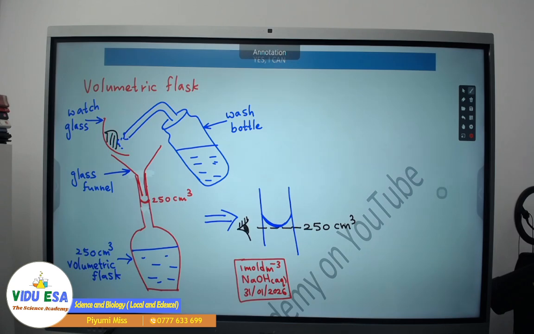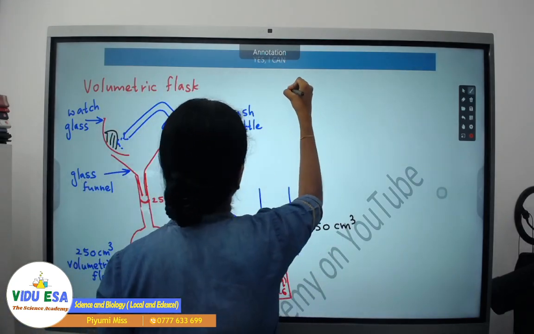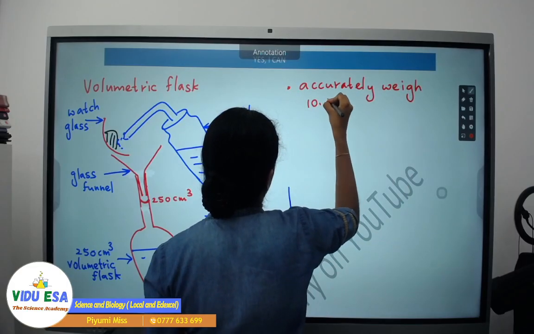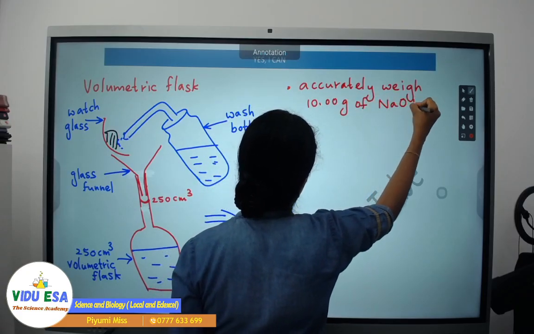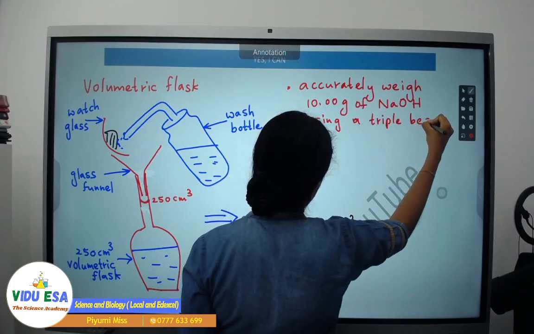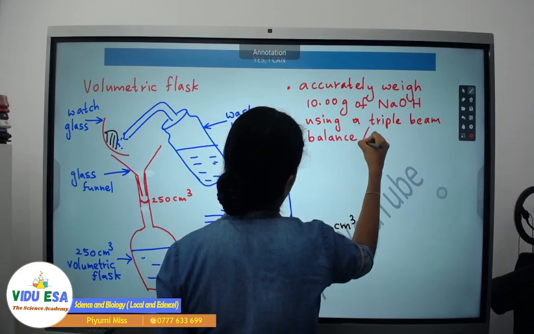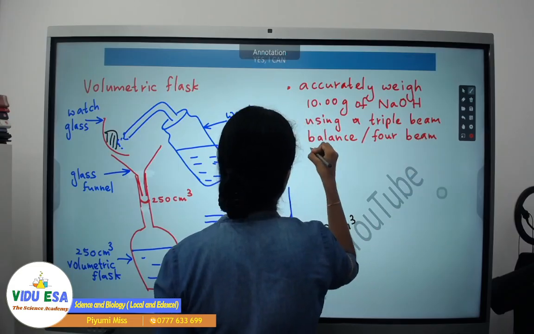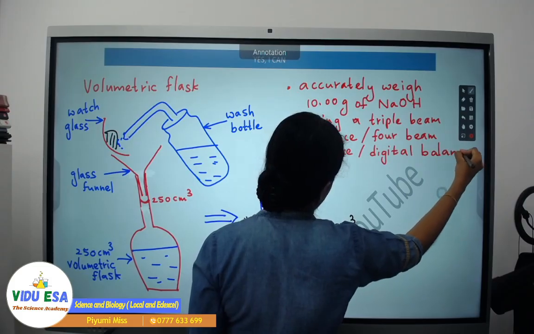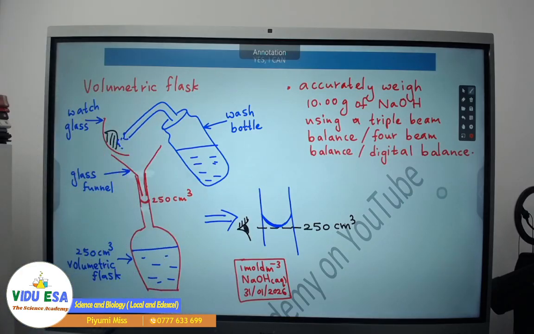So first one, accurately weigh 10.00 grams of sodium hydroxide using a triple beam balance or a four beam balance or a digital balance. Right?